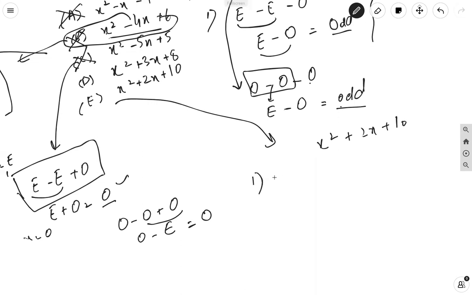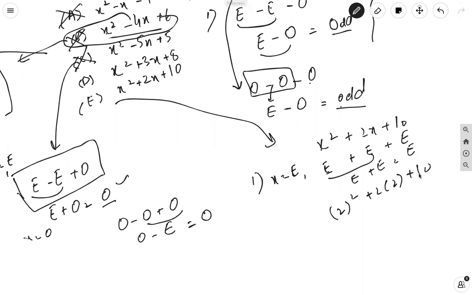Now in the first case, if we consider x as even, right? So even square is even. This is also even. Even times even is even, and this is again even. So even plus even is even, and plus even is even. If you want me to check with values, let's suppose you take 2 square plus 2 into 2 plus 10. So 4 plus 4 plus 10 is equal to 18. So this is even. This is the first scenario.